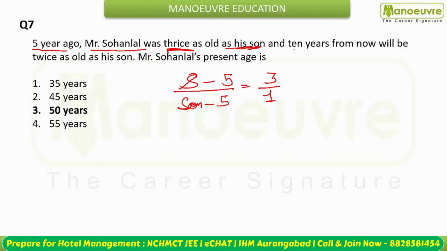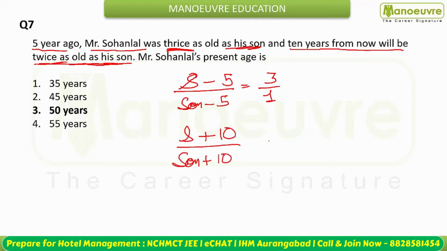And now you are given 10 years from now he will be twice as old as his son. That is 10 years from present. This is Sohanlal 10 years from now, and his son 10 years from now. The ratio is going to be 2:1, twice. Okay, and you need to tell me Sohanlal's present age. So look at the question. If you have attended the class, I told you multiple times, the trick says that the difference between the ratio should remain the same.